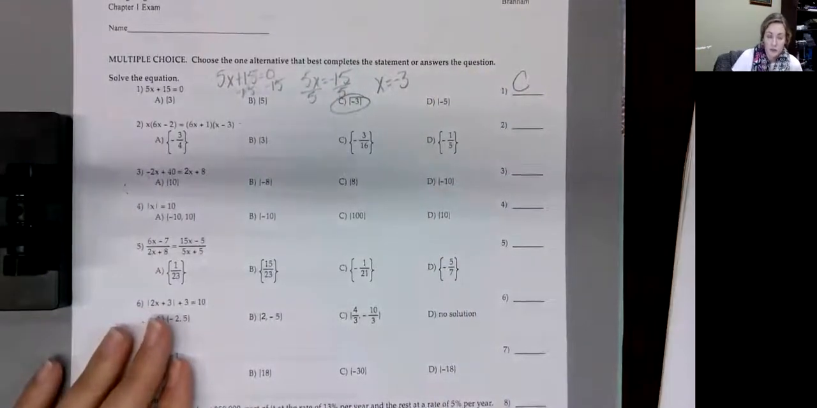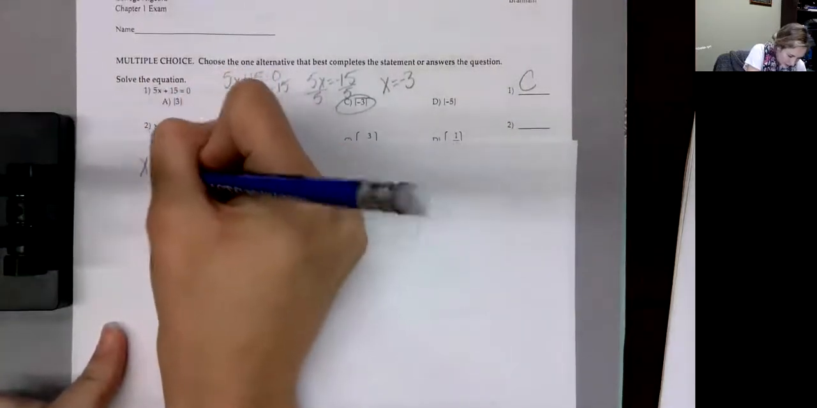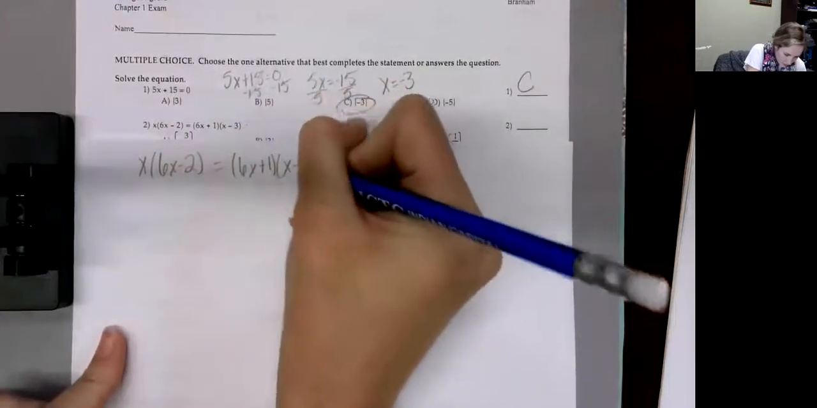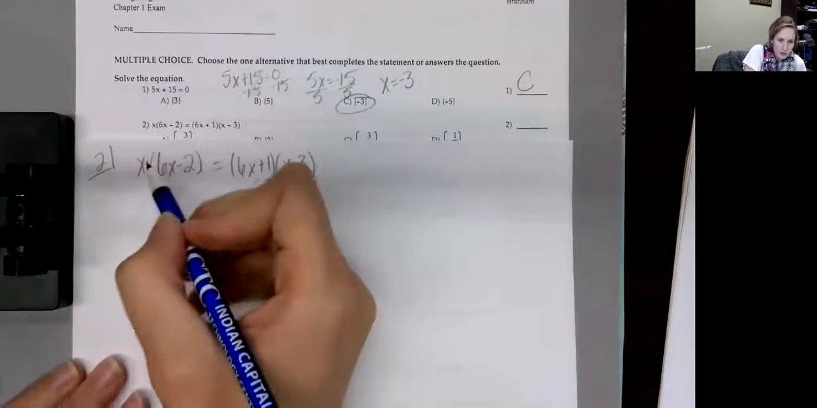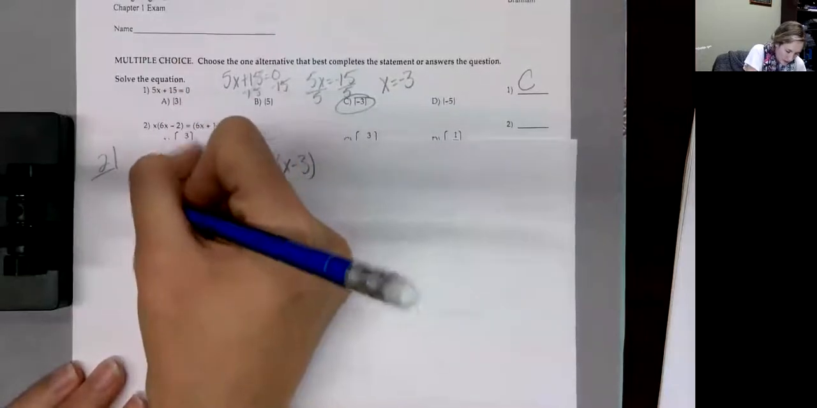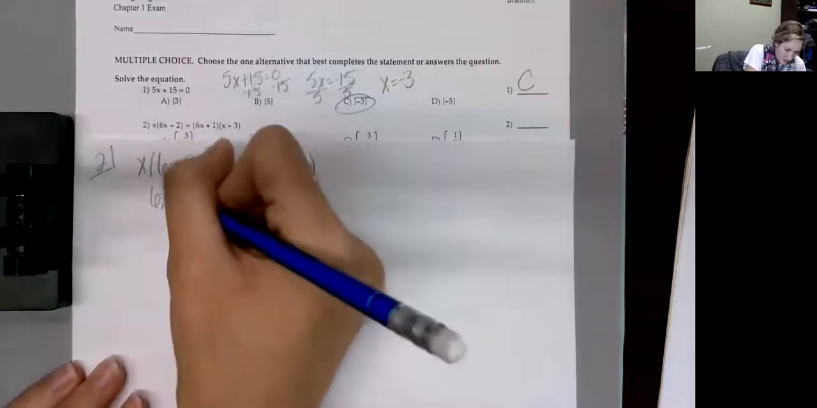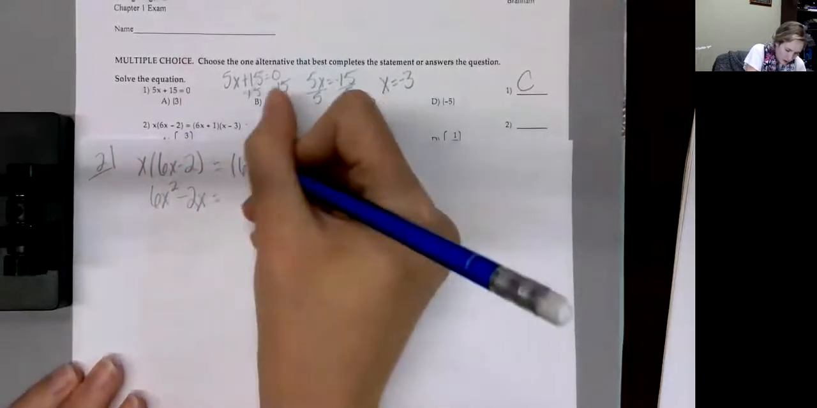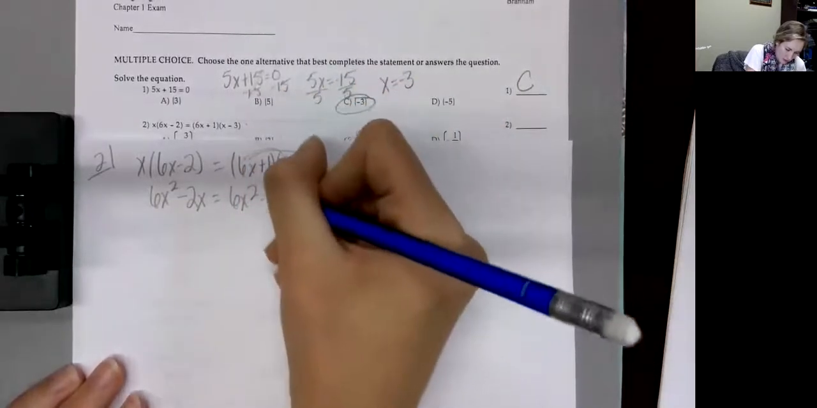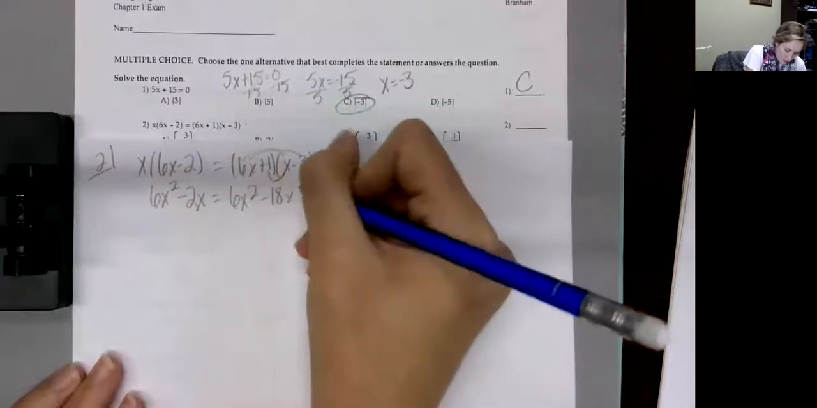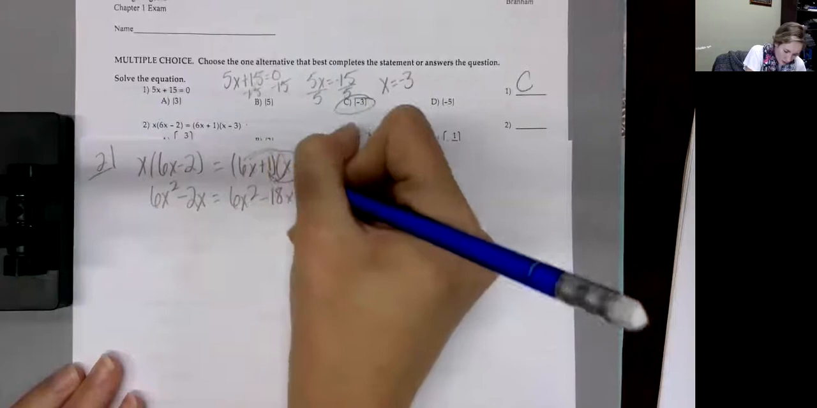Now that I see I'm not going to have enough room to do these on here, here we go. So we have x times (6x subtract 2) equals (6x plus 1) times (x subtract 3). So the first thing we're going to do is distribute on this side. So x times 6x is 6x squared. X times a negative 2 would be subtract 2x. 6x times x is 6x squared. 6x times a negative 3 would be negative 18x. 1 times x. 1 times a negative 3.